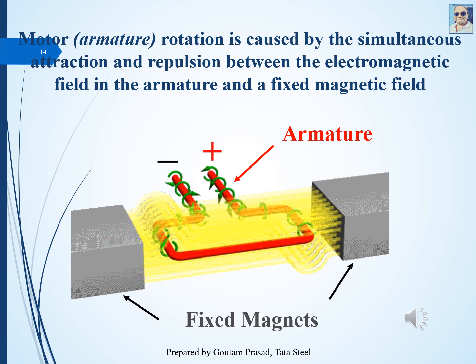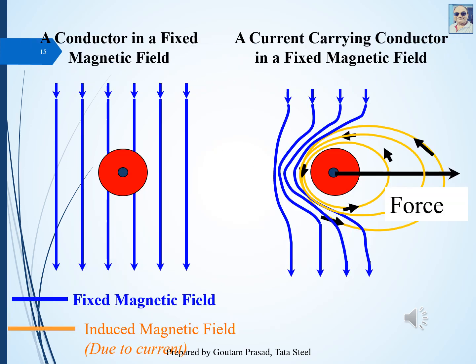This is very important to understand, that these two magnetic fields start interacting with each other. And what is the result of this interaction? What it is going to do with this conductor, that we will understand in the subsequent slide.